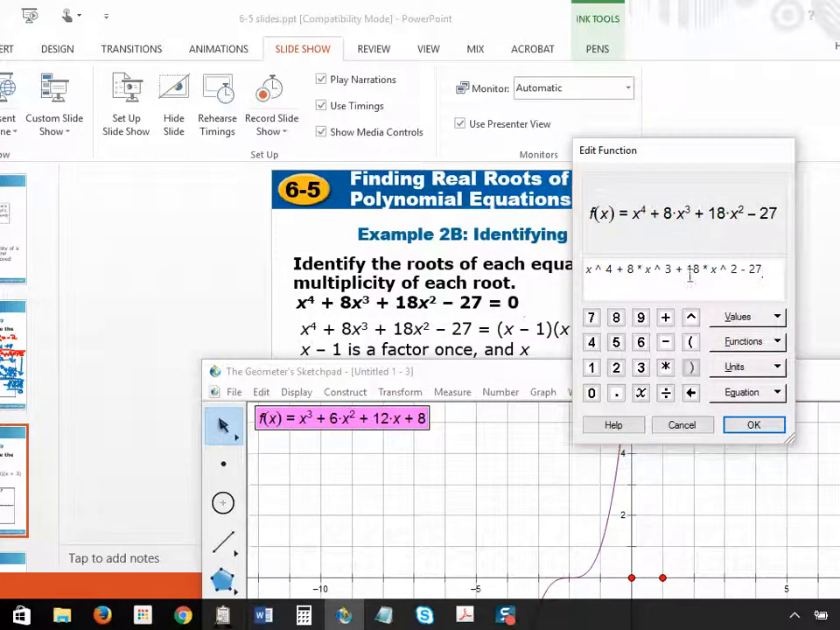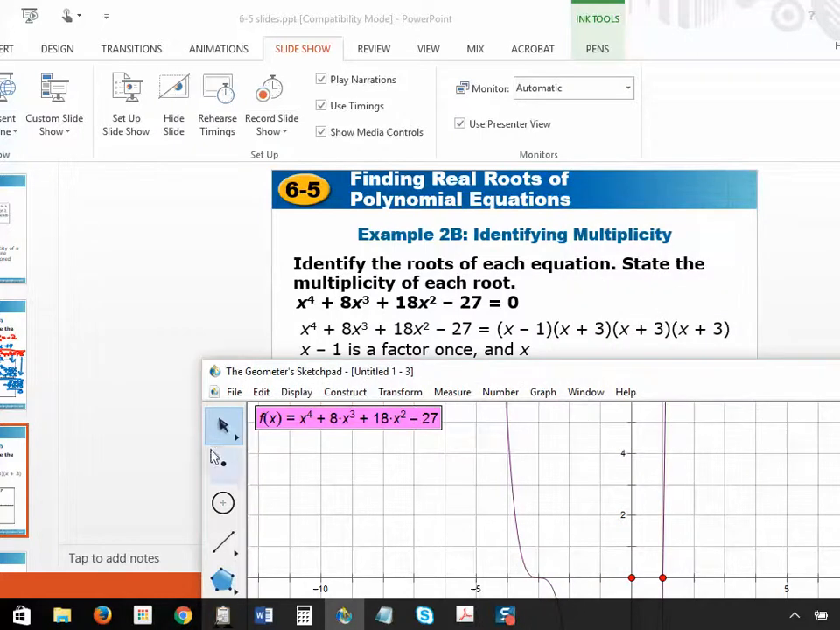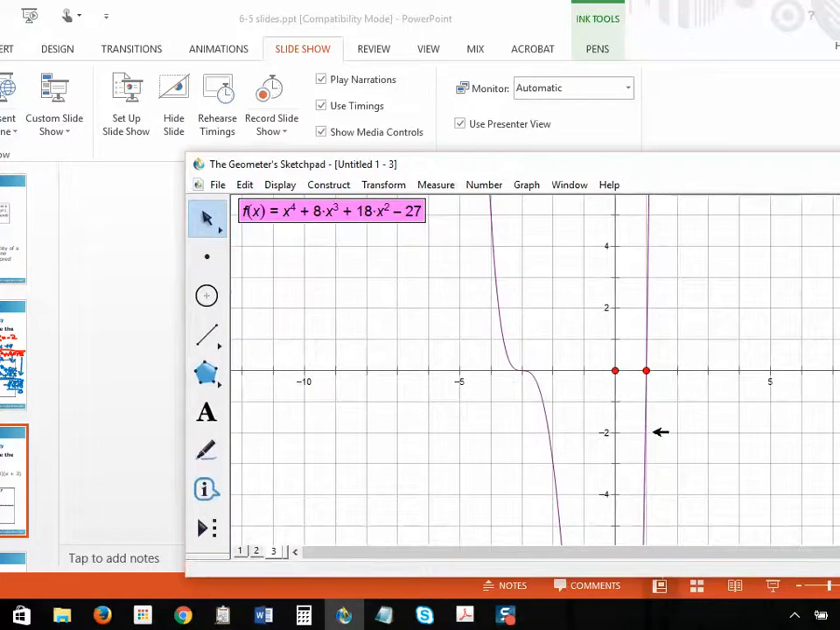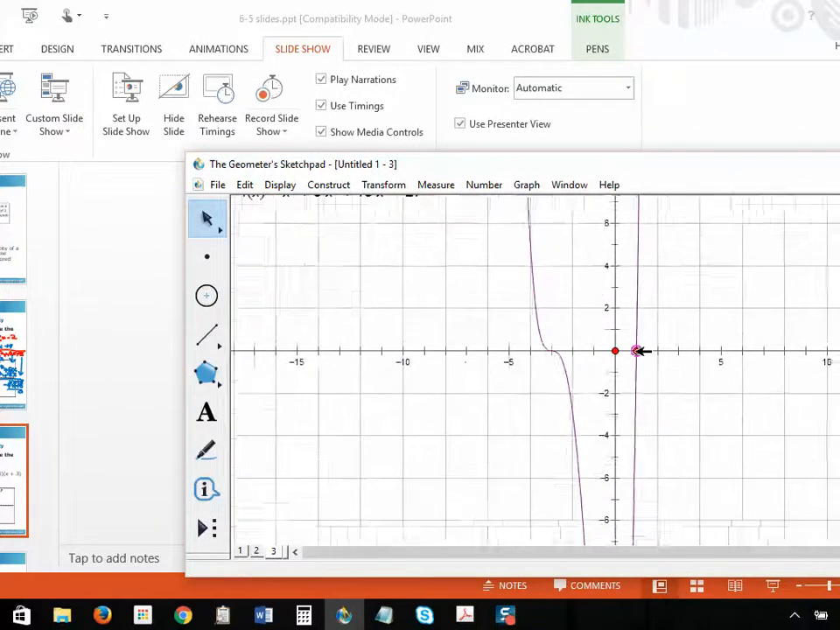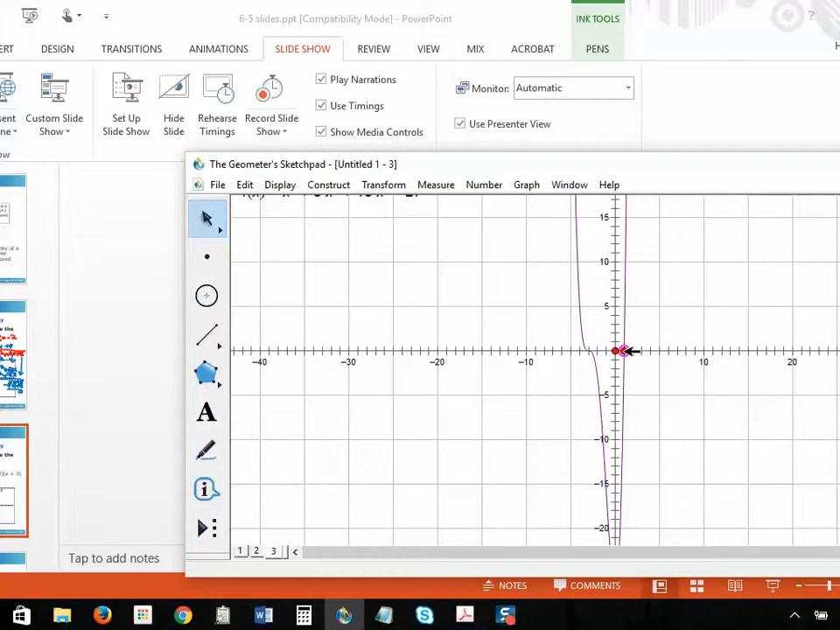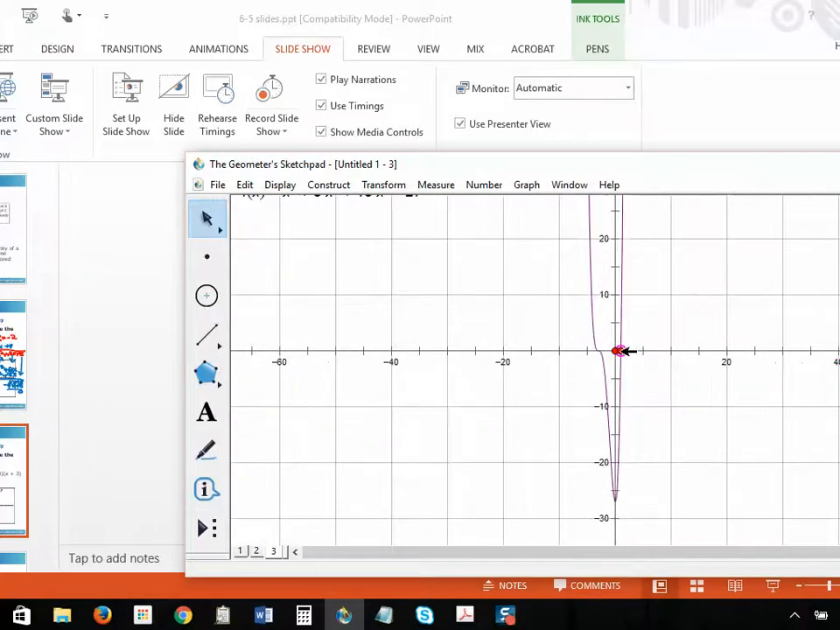Oh, see, I have a mistake. It should be 8x squared. Oh, I got that. Plus 18x squared. Yeah, that's right. Okay, so here's this one's graph. I'm going to zoom out. To zoom out in Sketchpad, you can drag like this. See that? So that is the whole graph.